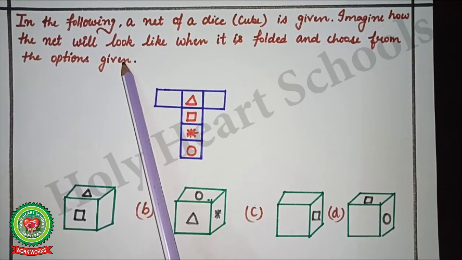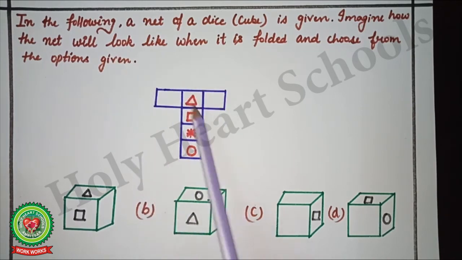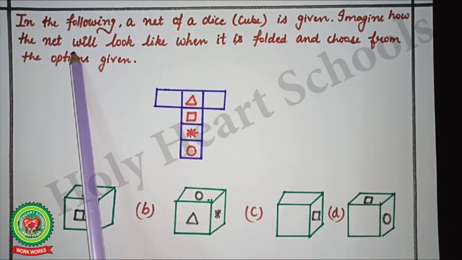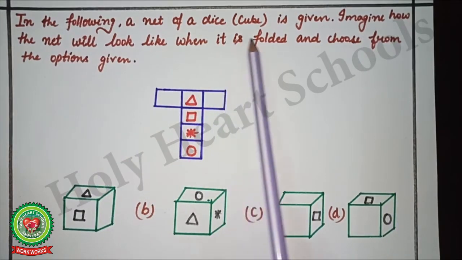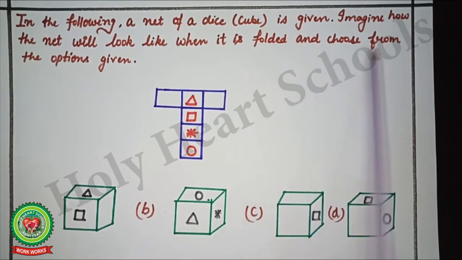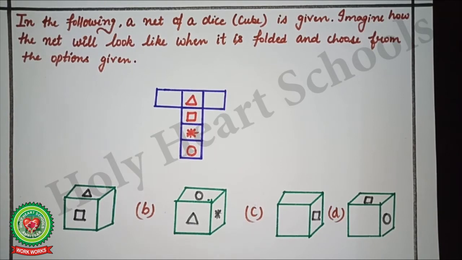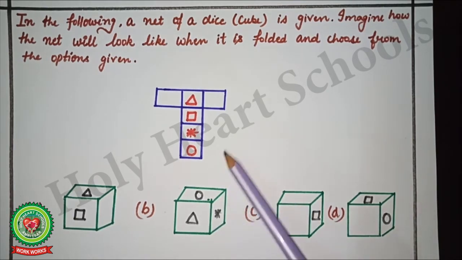So that means they are saying that we are given an open dice, and we will imagine how the net will look when it is folded, and choose from the options, right? So students, earlier we had a trick in which we were just looking for the common one in both the dice, and we were rotating our dice and looking for the opposite number. But now here we have an open dice in which the trick will be different.